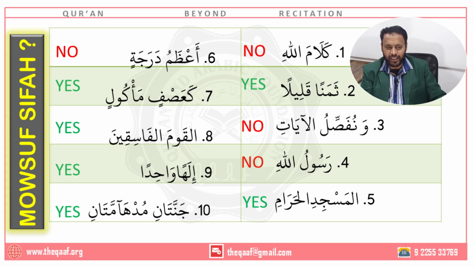What about the fifth one? Al masjidil harami. Yes, it matches all four. Status is jar, number is singular, gender is masculine, type is proper. All of them match. That's a bingo. Mawsuf sifa. The sacred mosque. Al masjidil harami.